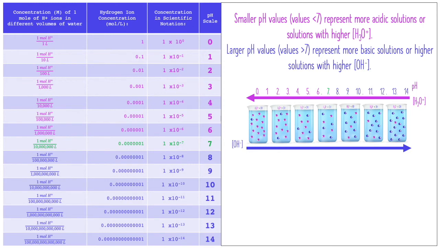So when we're talking about pH, the numbers that are smaller, less than 7, are going to represent our more acidic solutions, or solutions that have higher hydronium ion concentrations, with 7 being our neutral point. And then numbers that are larger than 7 are going to represent more basic solutions, or solutions that have a higher hydroxide ion concentration. Right, so now let's go ahead and look at hydroxide, or the pOH scale.